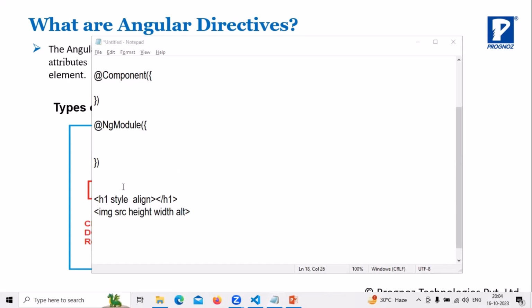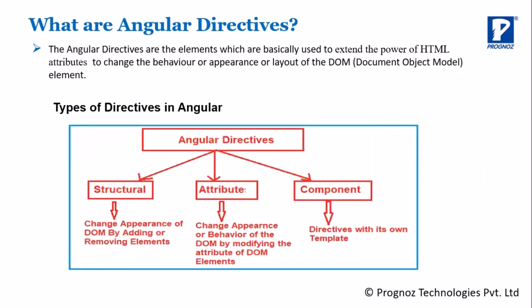The same applies in Angular. When you talk about directives, they extend the functionality of attributes in Angular applications, and they change the behavior, appearance or layout of the DOM. I already explained the DOM, the document object model, in the first session, in each and every element.